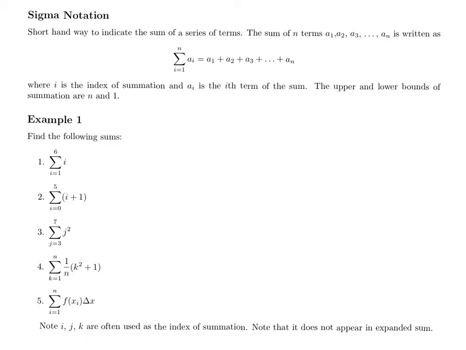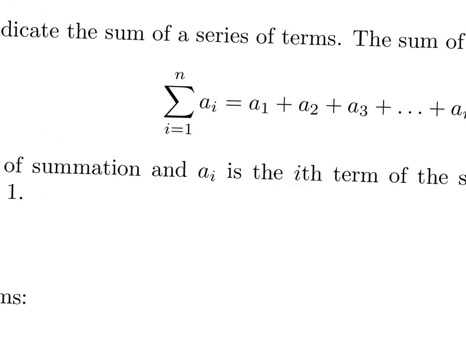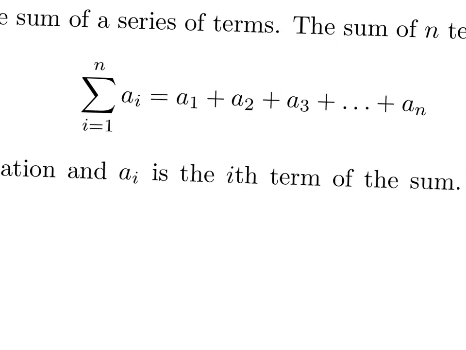Sum notation uses a Greek letter sigma, that's the big E looking thing here. On this sigma, we have something below the sigma, we have something above the sigma, and then we have something out in front.